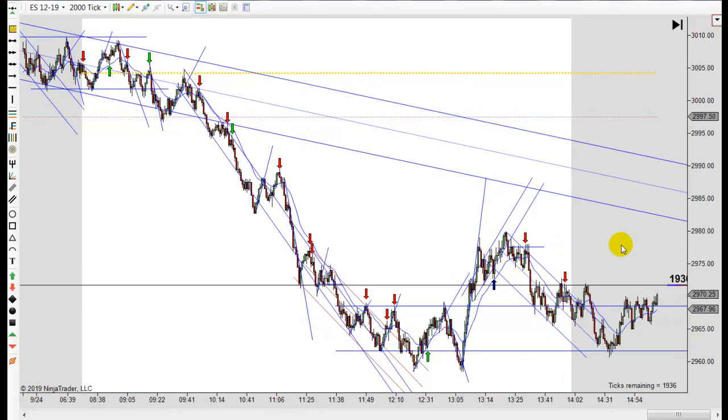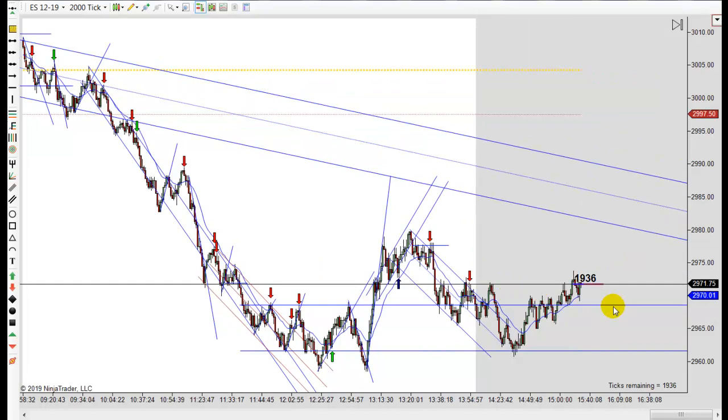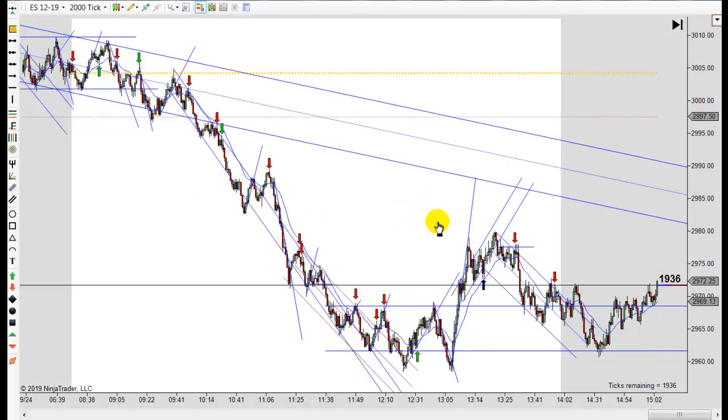Then we came back down and we just kind of closed out. We bounced a little more. We actually found some support down here around 29.62 or 63, something like that. And we just kind of meandered sideways after that. We just couldn't get through that.